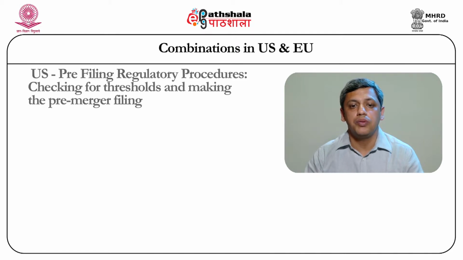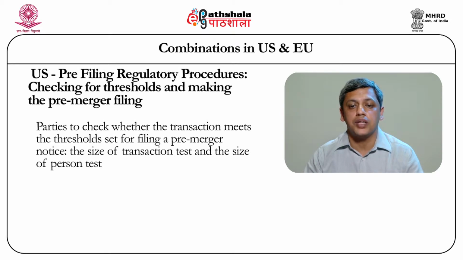The first step in US pre-filing regulatory procedure begins when the parties have to check whether the transaction meets the thresholds for filing a pre-merger notice. In US, the thresholds are based on two criteria. The first is the size of transaction test and the second is the size of person test. Under a size of transaction test, if the transaction is valued at more than US $303.5 million, the notification is required without any regard to the size of person test. However, if the transaction size exceeds 75.9 million US dollars, the transaction may be reportable subject to meeting of the size of person test thresholds.